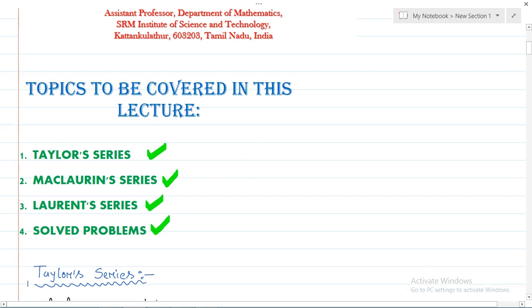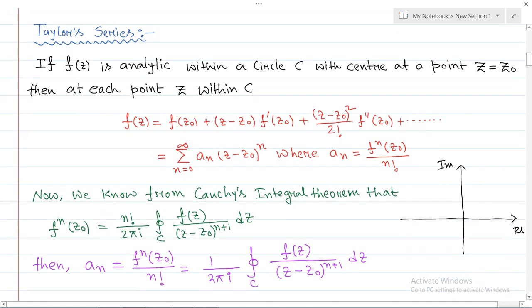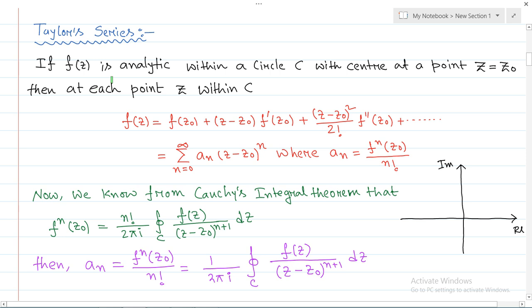So the first series that today we are going to start is the Taylor series. So what is a Taylor series? Suppose we have an analytic function f of z within a circle C. That is the first most important part which I am highlighting here. So we have one analytic function which is analytic within a circle C, and the circle is centered at a point z equals z0.